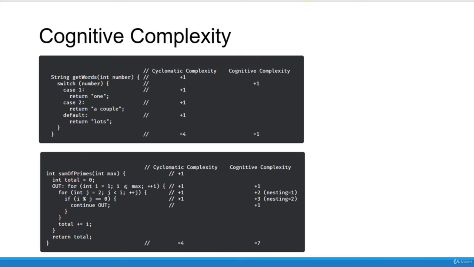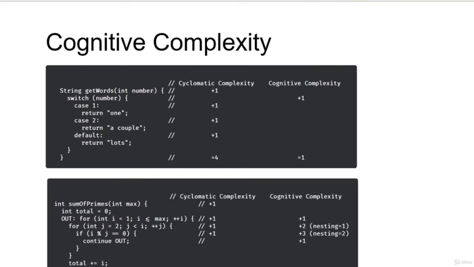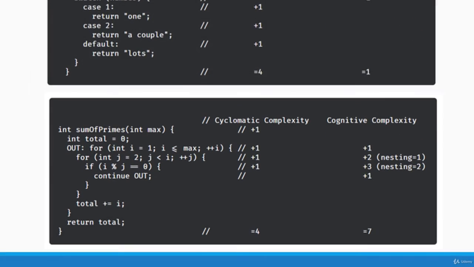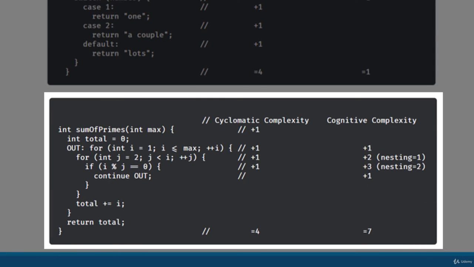Let us compare the cyclomatic complexity and cognitive complexity. Let's take the switch statement. The cyclomatic complexity ends up as 4, but the cognitive complexity ends up as 1. At the same time, for the inner for loop structure, the cyclomatic complexity ended up as 4, but the cognitive complexity ended up as 7.